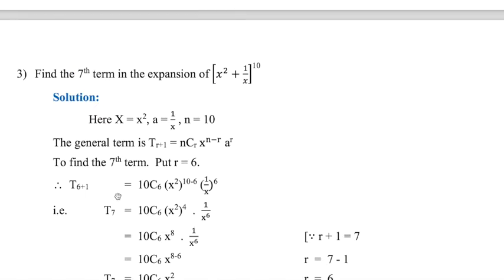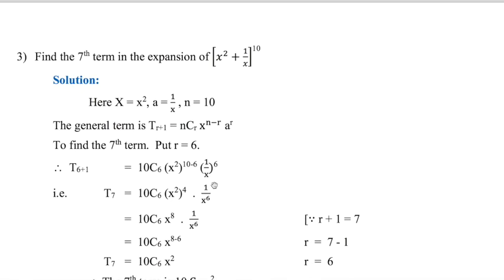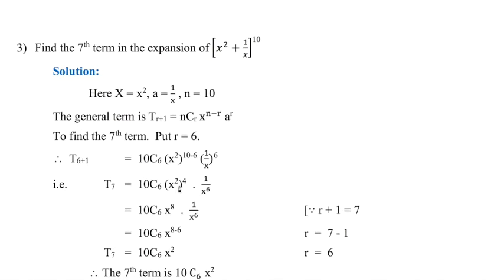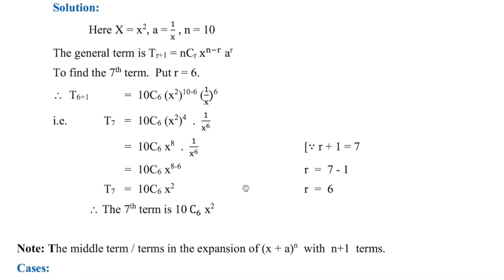Find the seventh term in the expansion of (x square plus 1 by x) whole power 10. Simple, right? nCr x power n minus r a power r. To find the seventh term, put r equal to 6. So 10C6 x square whole power 10 minus 6, 1 by x whole power 6. This is x power 8, this is 1 by x power 6, so x square 10C6.